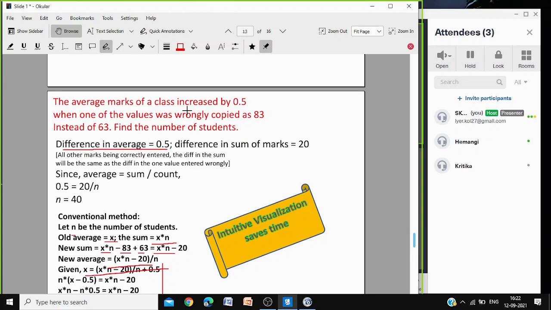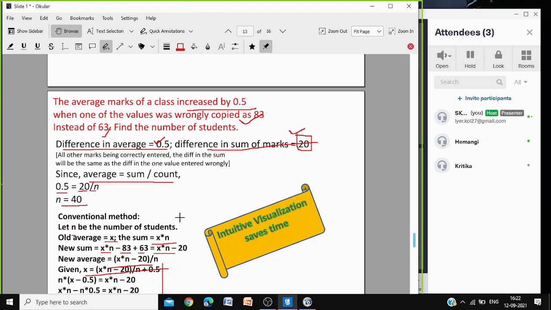You are getting 0.5 higher. And the difference in sum of marks is 20, because instead of 63 you are writing 83. That means you are adding 20 marks extra. What you should have added is 63, you have added 83. So the difference in sum is 20 marks. The difference in average is 0.5. Now average is equal to sum divided by count. So 0.5 average is equal to the total 20 divided by n, the number of students, so n equals 40.